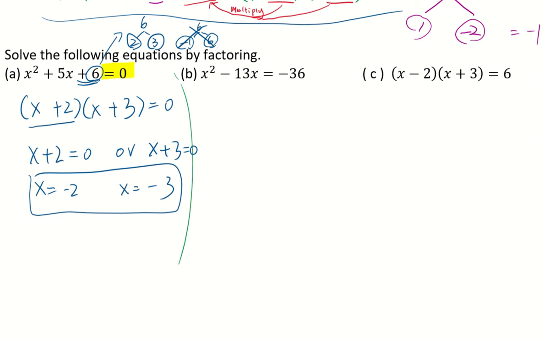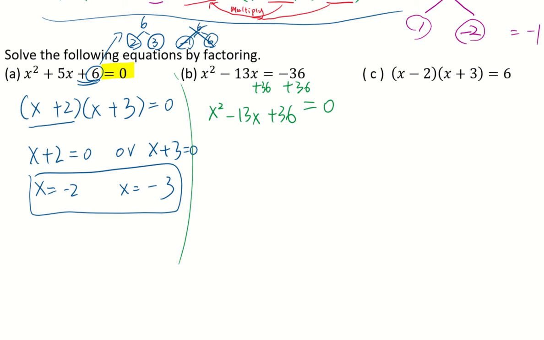Now let's look at b. x squared minus 13x is equal to -36. First step, we want to leave one side equal to 0. So we want to add 36 on both sides. So we'll have x squared minus 13x plus 36 equals 0.